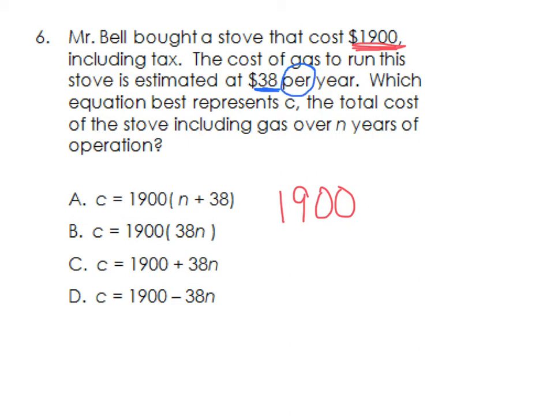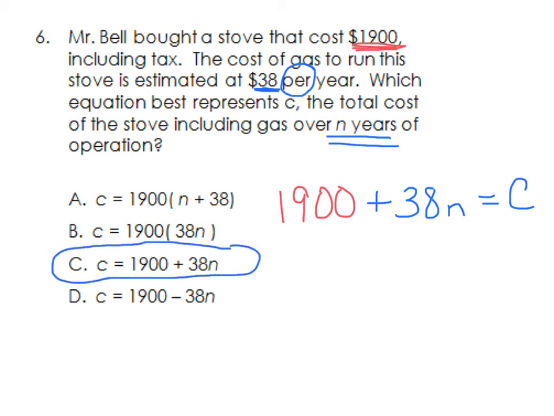Remember how we talk about per? Per means multiply. So in addition to the $1,900, he also spends $38 per year. Since per means multiply, and we've been told n is our years, per year, and that's going to be our total cost. So we just look and see. Be careful on here. Make sure that if it's a plus 38, when you wrote it down, that you circle the one that's plus 38 in. And that's our answer.